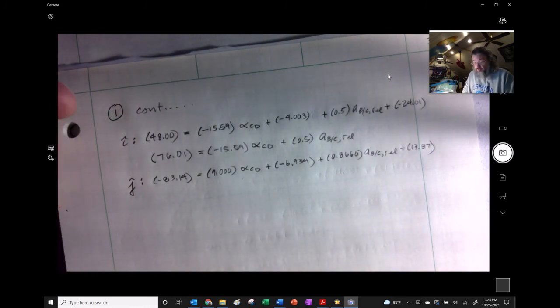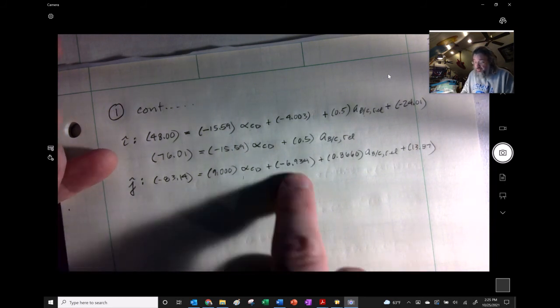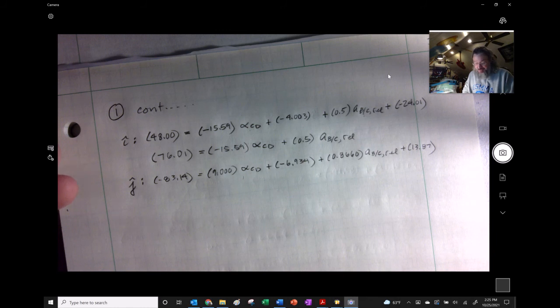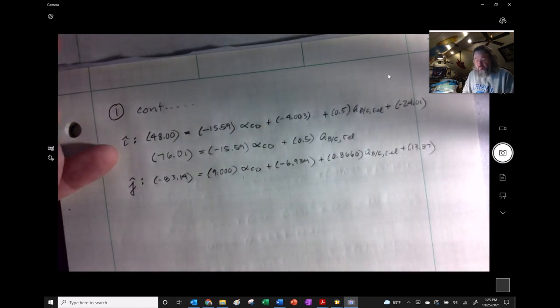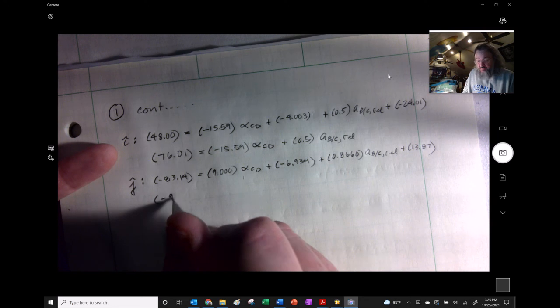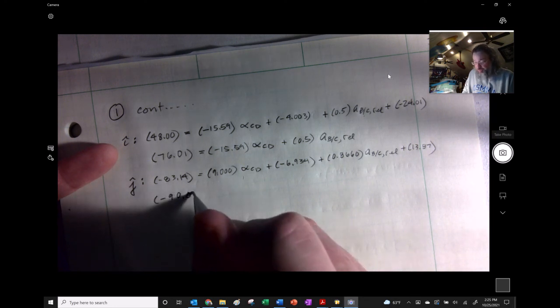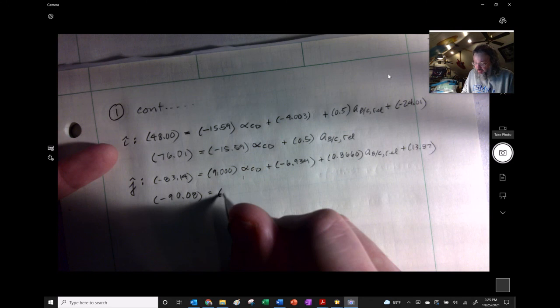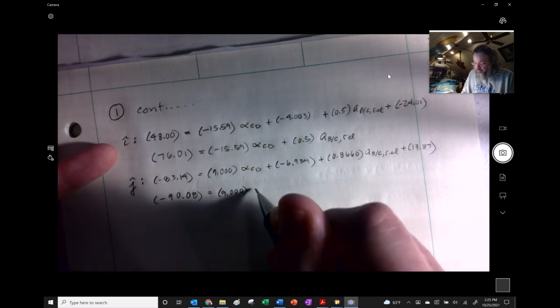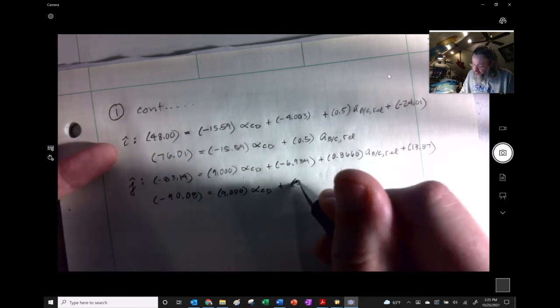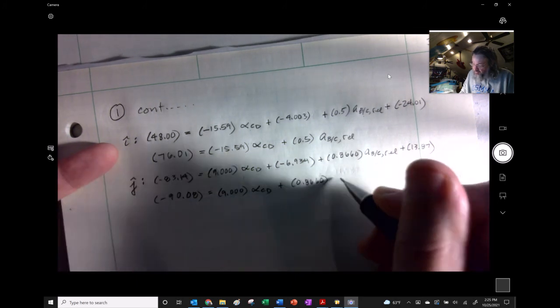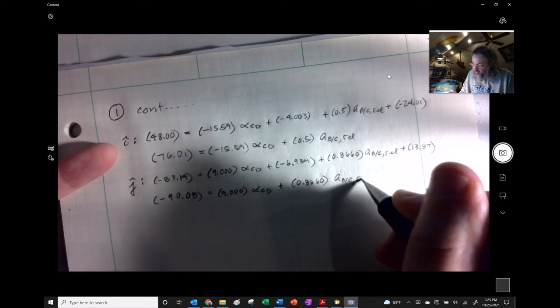Since I have our 83.14 and it's negative, I'm going to add 6.934 to it. And then I'm going to subtract 13.87. So I get a negative 90.08. It's going to be equal to my 9.000 CD. And then plus my 0.8660 AB with respect to C rel.